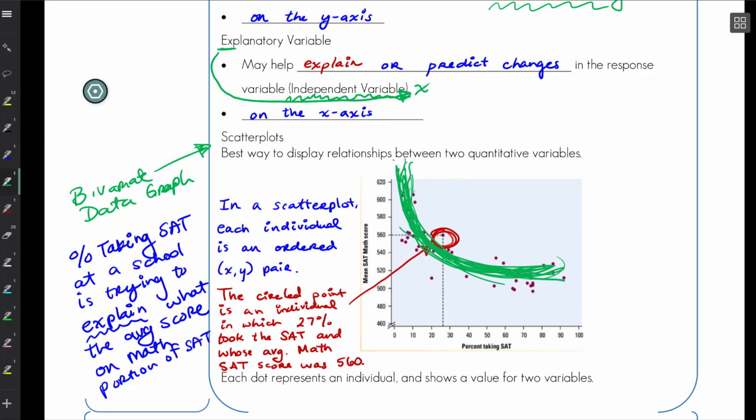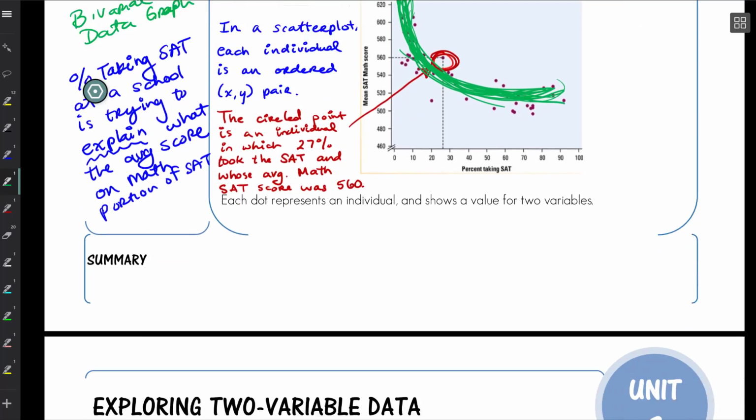So, how do we actually make these scatter plots? Let's go through the step-by-step process by hand.